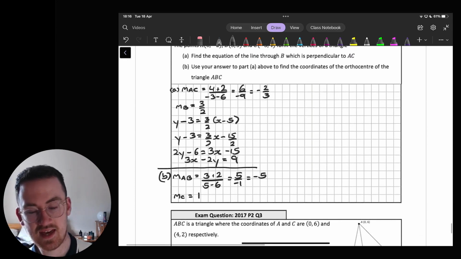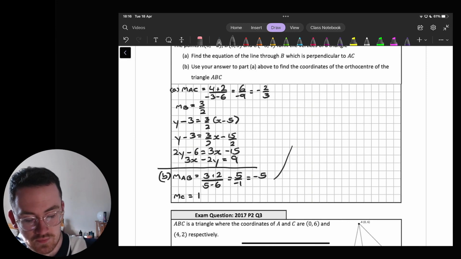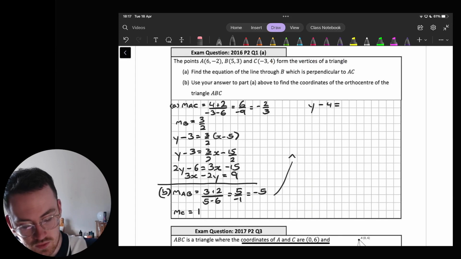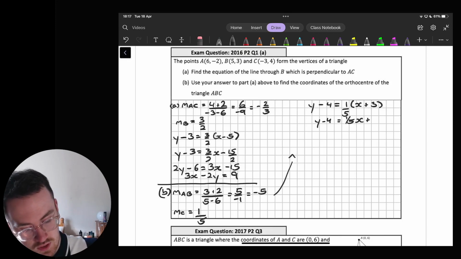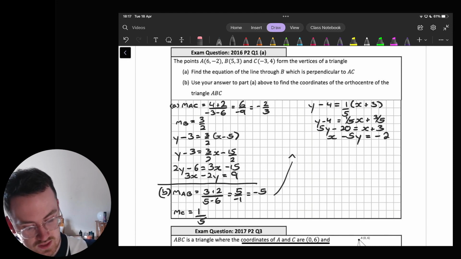Then finding that line, we'll go up here. So y minus, and we're looking at C, so y minus 4 is equal to 1 over 5 by x plus 3. So just rearrange this here. y minus 4 equals 1 over 5 x plus 3 over 5. We can multiply across by the 5 there. So 5y minus 20 is equal to x plus 3. And again, tidying up, x minus 5y is equal to minus 23.